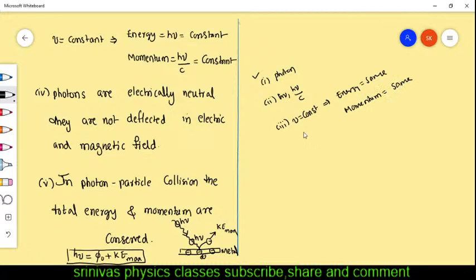All the photons of light of a particular frequency have the same energy and same momentum. The fourth point is that photons are electrically neutral. That's why they are not deflected in electric and magnetic fields. The fifth point is that in photon particle collision, energy and momentum are conserved, meaning total energy is constant and total momentum is constant. Have you understood? This is the summary of the photon picture.